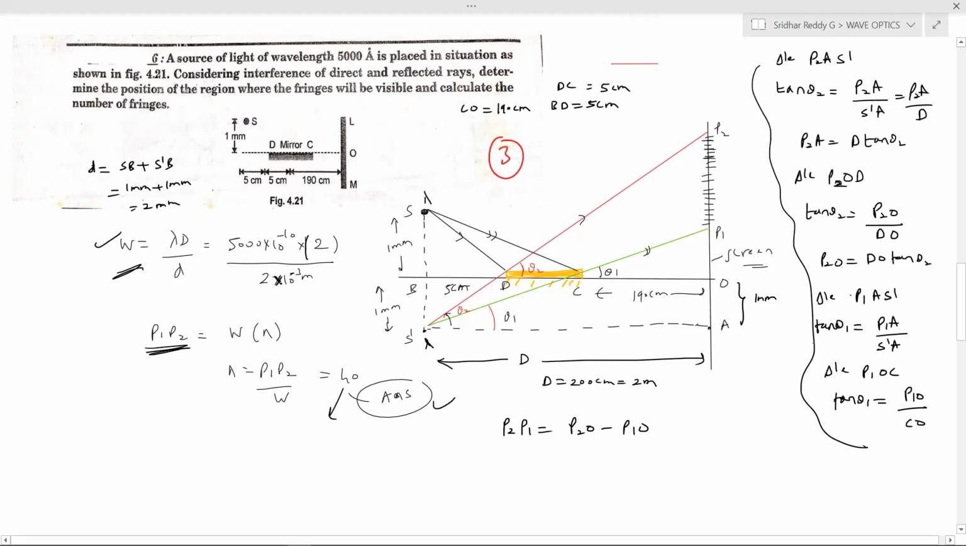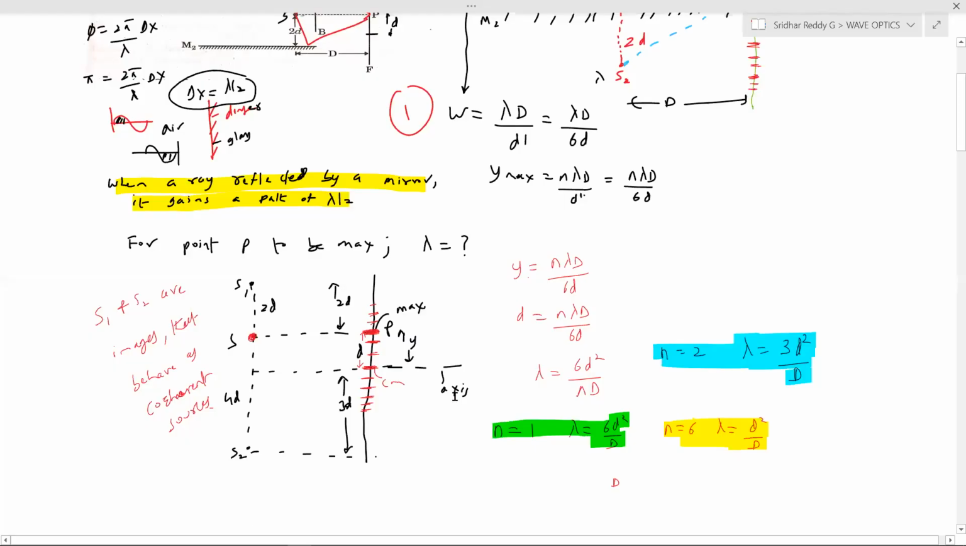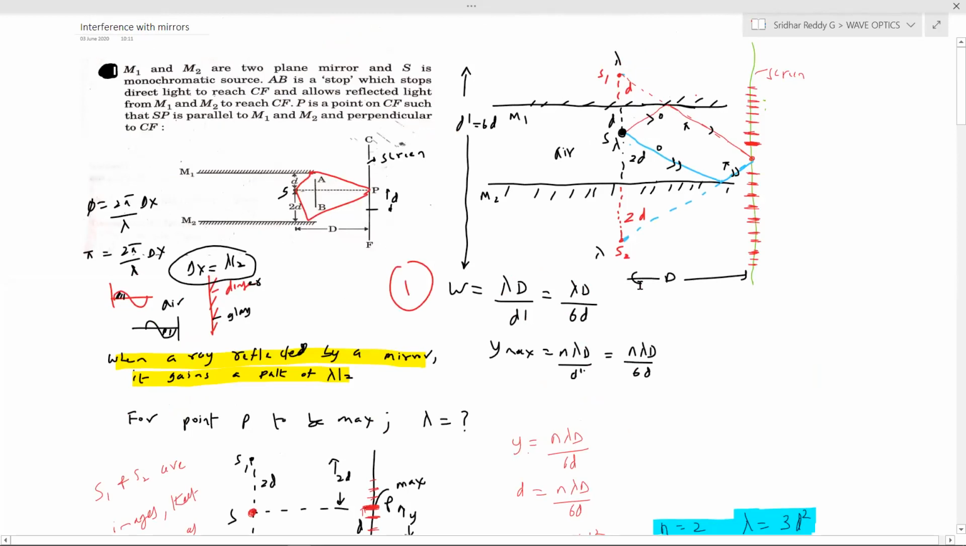Okay, these are some types of questions that can be asked from the Lloyd's mirror. So just geometry based, nothing else is there. Okay, let's go for one more. If a question like this of mirror comes, can we work it out?